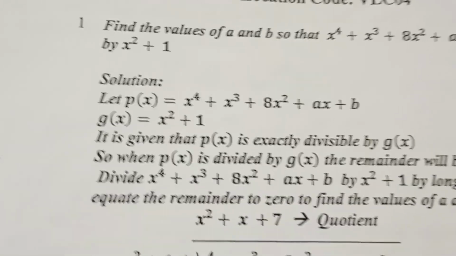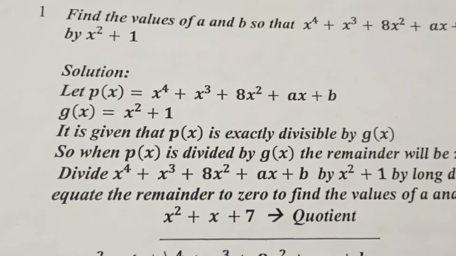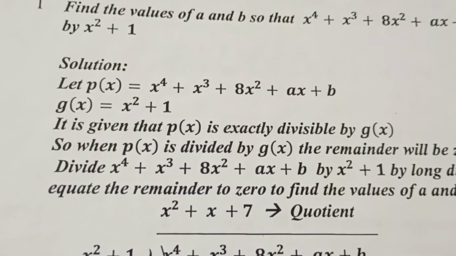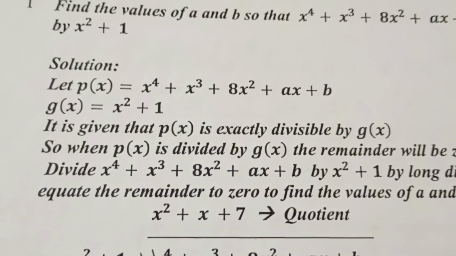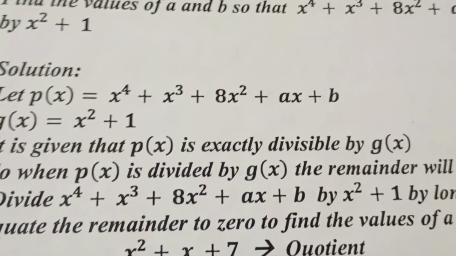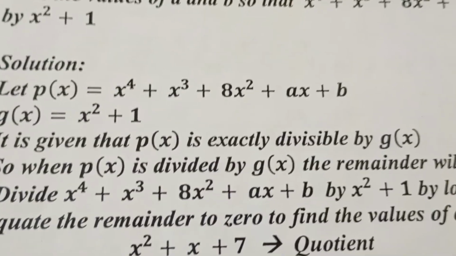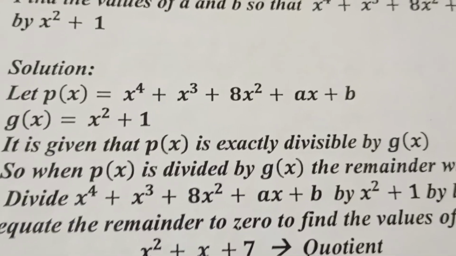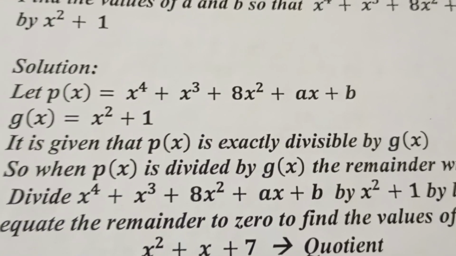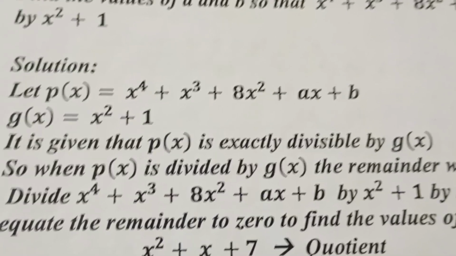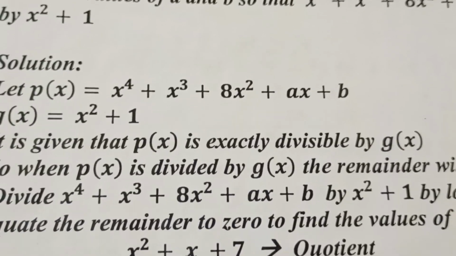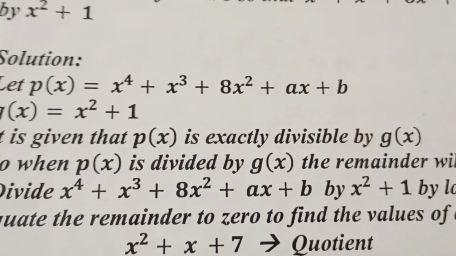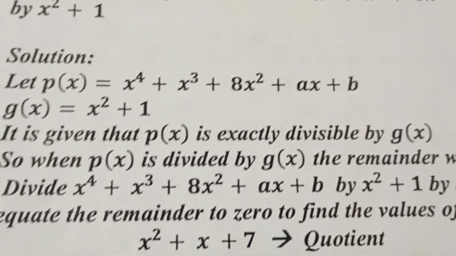Let p of x be the given polynomial, x power 4 plus x cubed plus 8x squared plus ax plus b. And we have another polynomial, we'll call that g of x. Let g of x equal x squared plus 1. Here, p of x is the dividend and g of x is the divisor.